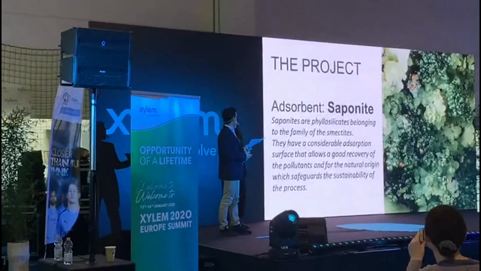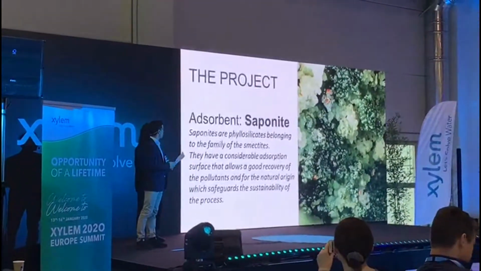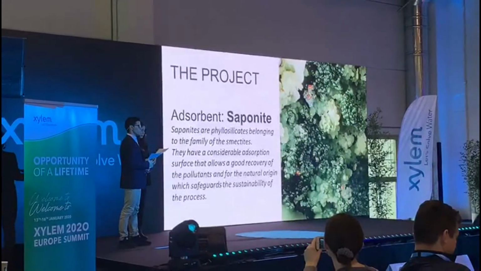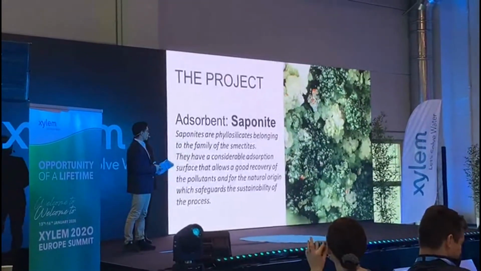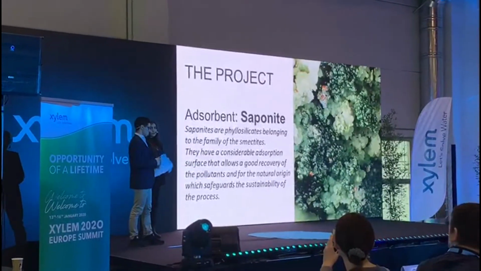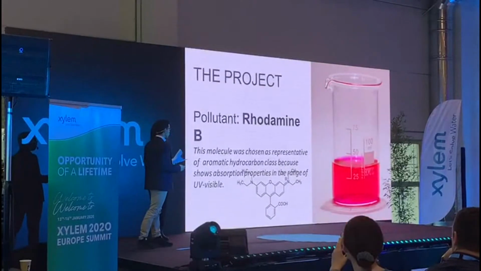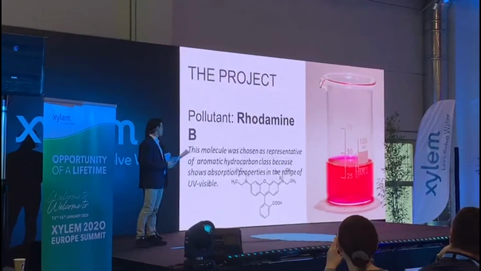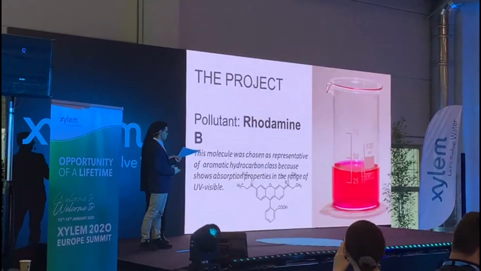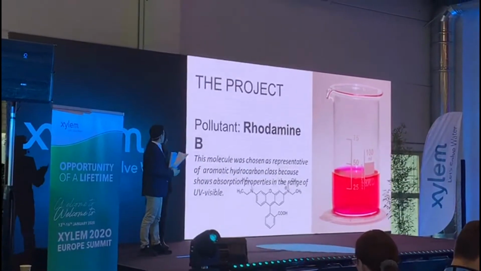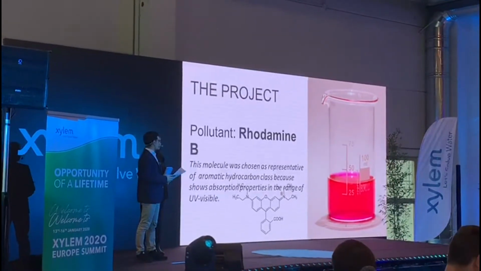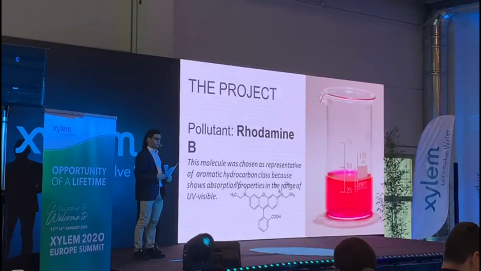We decided to synthesize saponite, a phyllosilicate belonging to the class of smectites. This is a material with a very high absorption surface that allows a good recovery of the pollutant in its layer. We use as pollutant molecule rhodamine B because it's a hydrocarbon and it's very colorful, as you know. And its color gives us the possibility to know the concentration with a simple UV-visible spectroscopy.